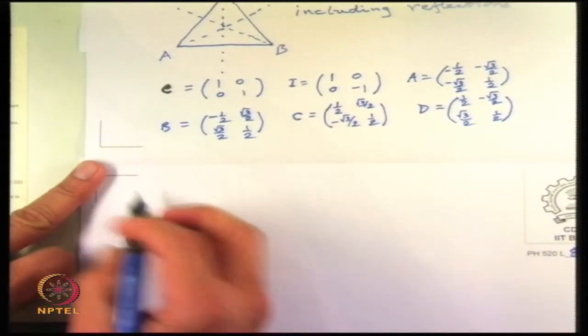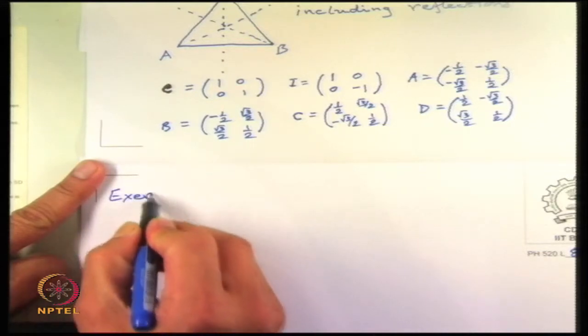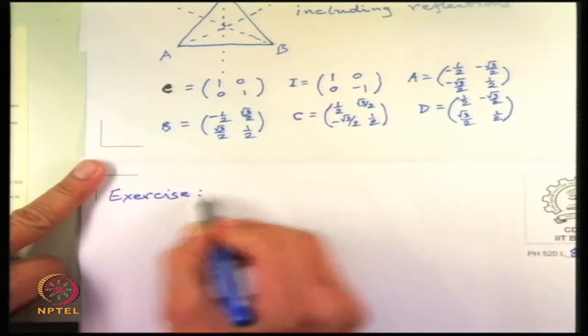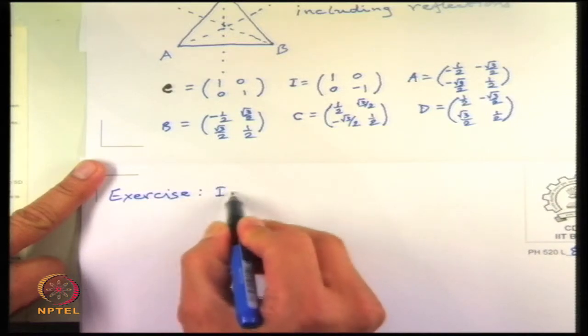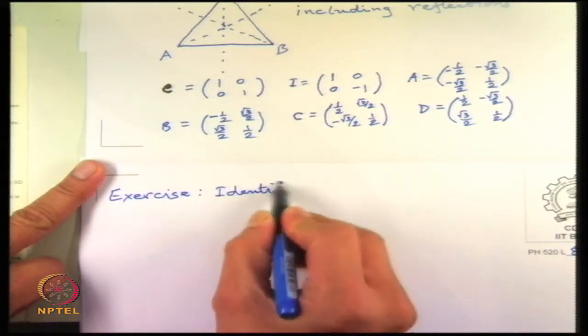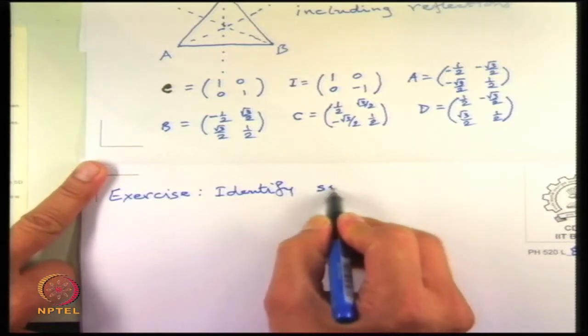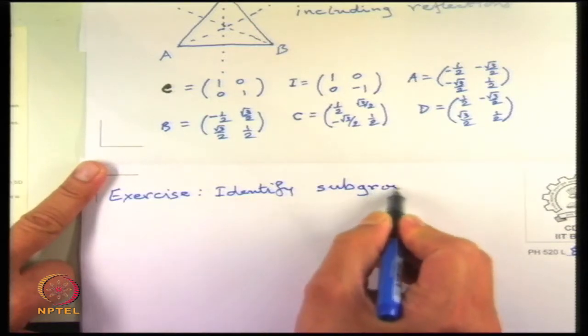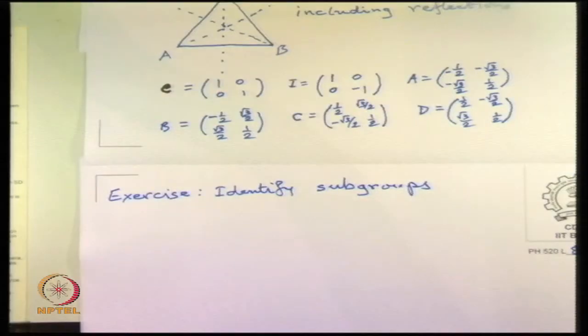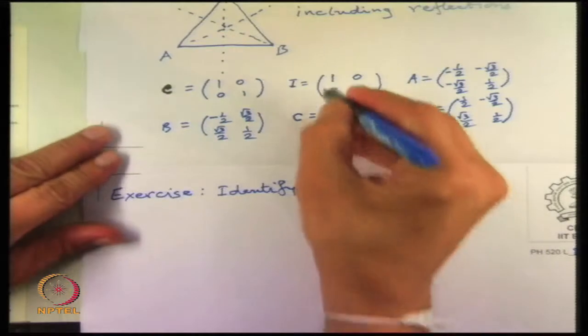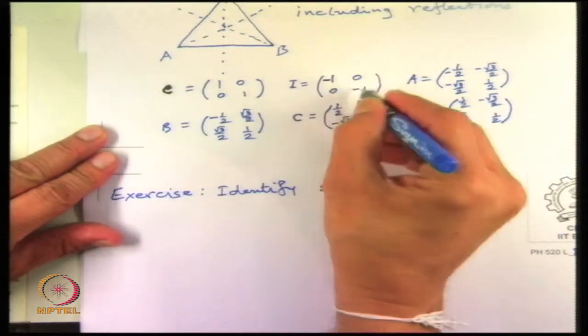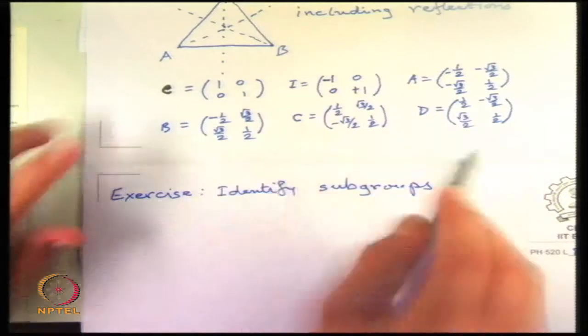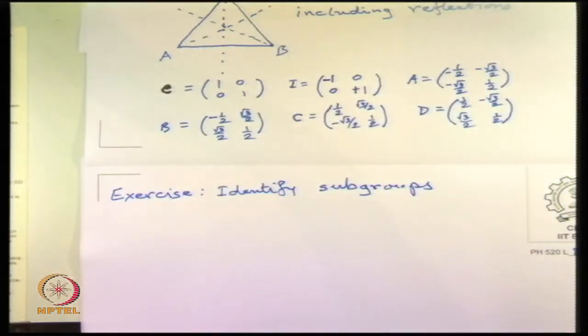So, exercise, identify subgroups. So, I think the only change I have to make here is put minus up here and make this plus. Then this is the correct representation of the group. The other ones are equivalent sign changes, but this is fine. The one in the slides is fine, but it's not what a physicist will write.